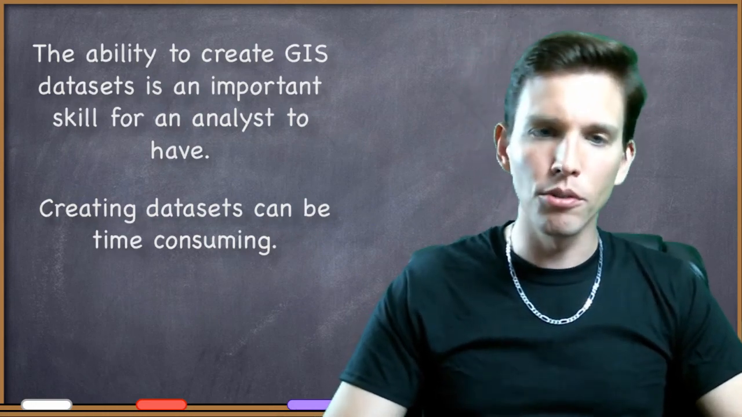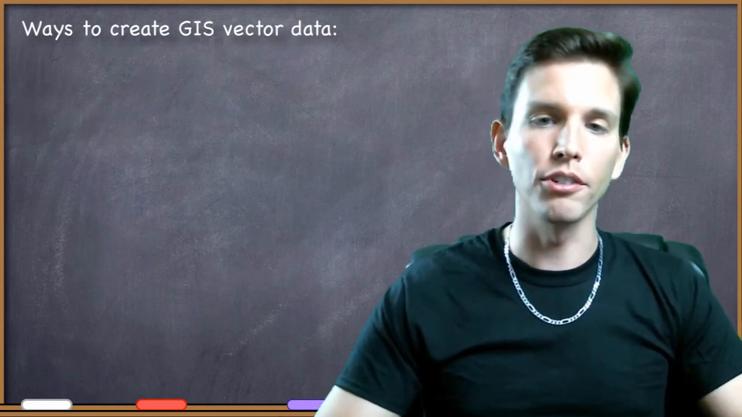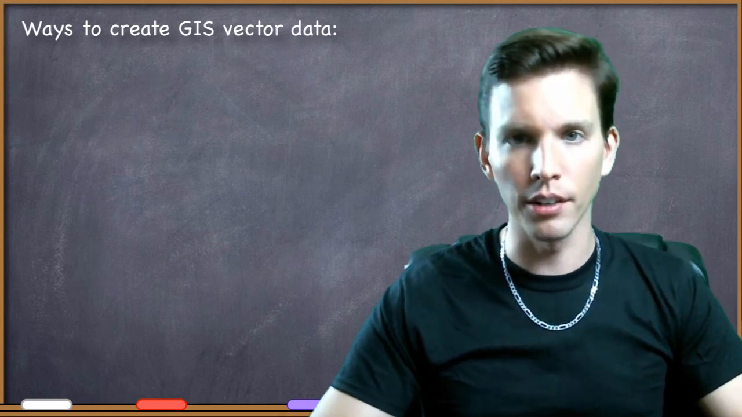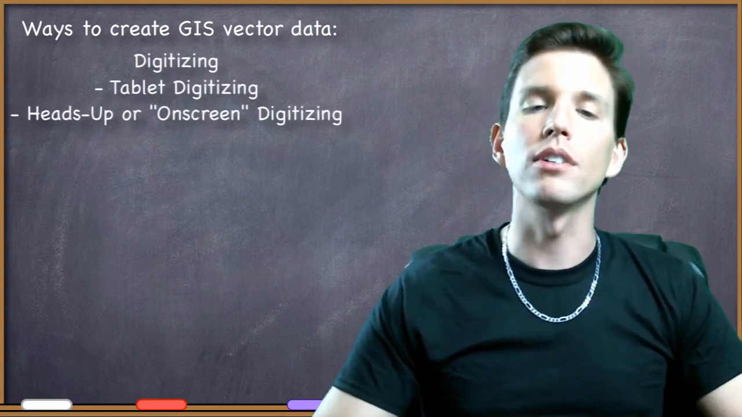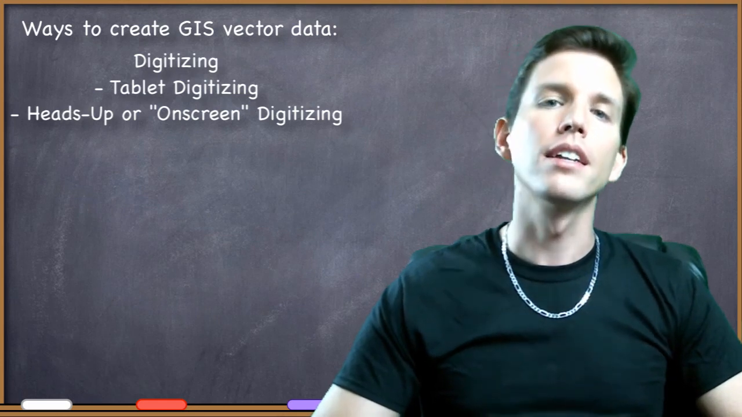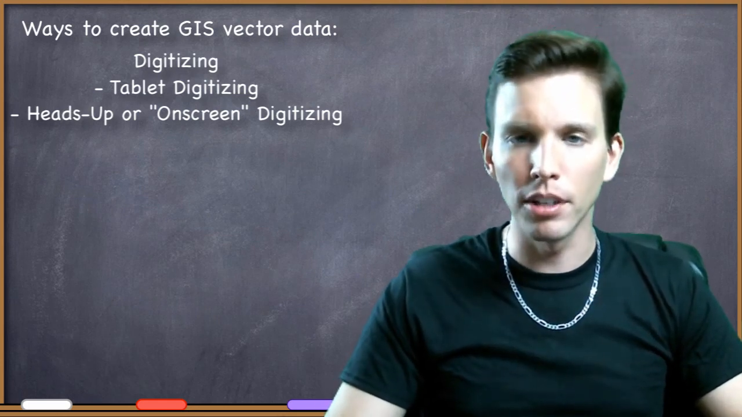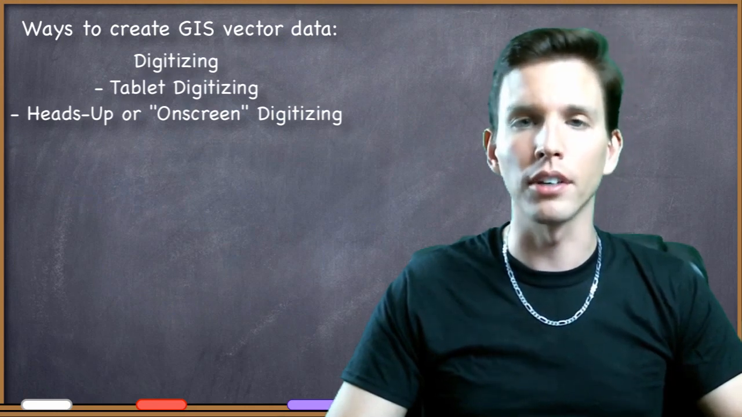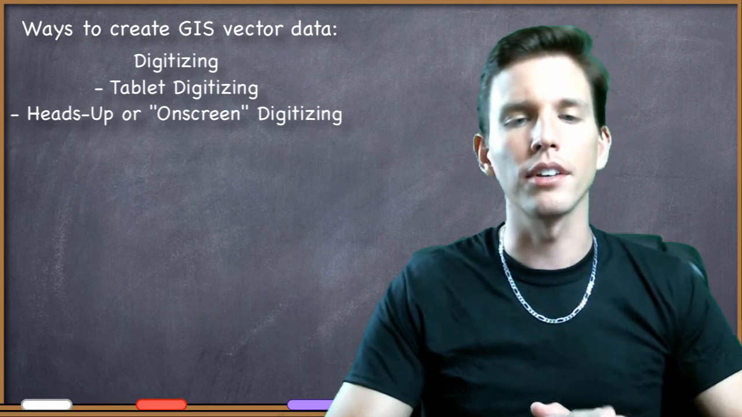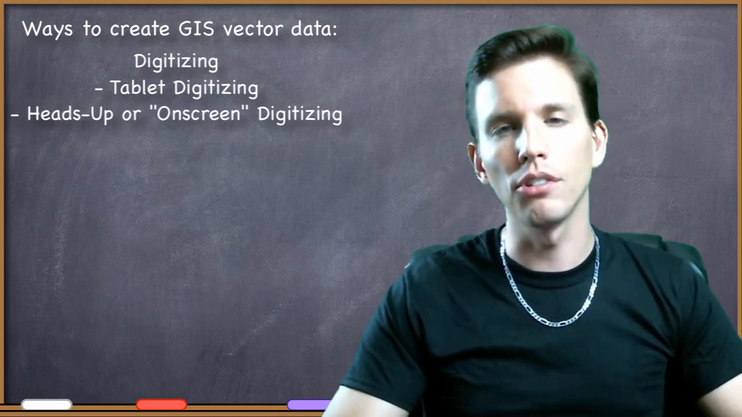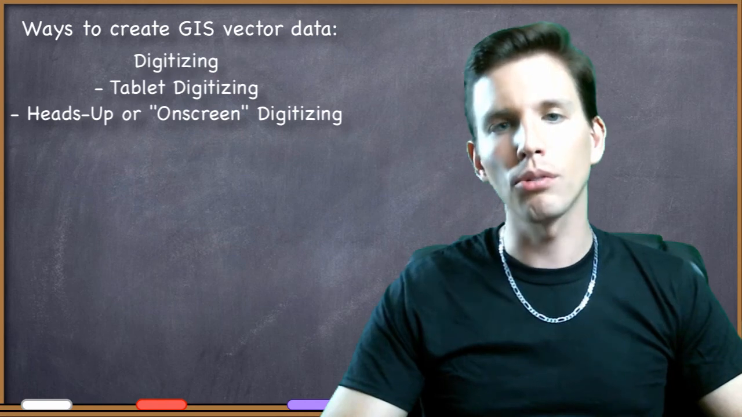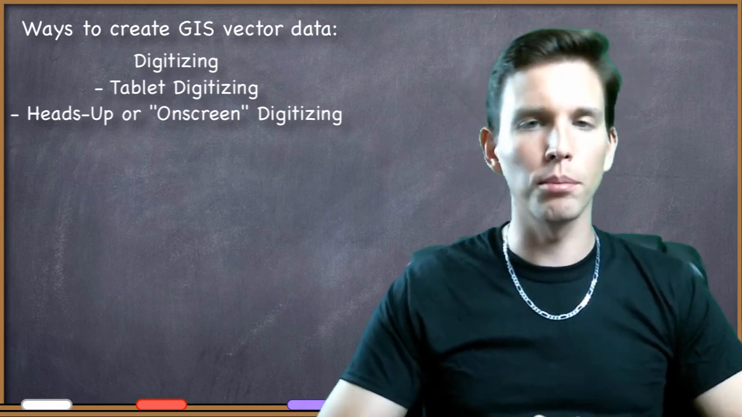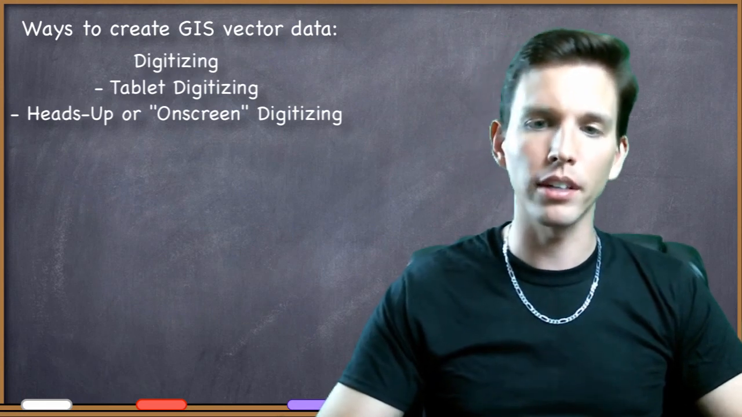There are only a few ways in general that you can create vector GIS data, and most of them fall under the general heading of digitizing. And there are two major ways that you can digitize when you're in the computer lab: tablet digitizing and heads-up digitizing. Heads-up digitizing is often called on-screen digitizing. I think I call it on-screen digitizing a lot. Tablet digitizing is used increasingly rarely today, so I'm not going to spend a whole lot of time on it in this video, but in either case the principles of the digitizing remain basically the same.